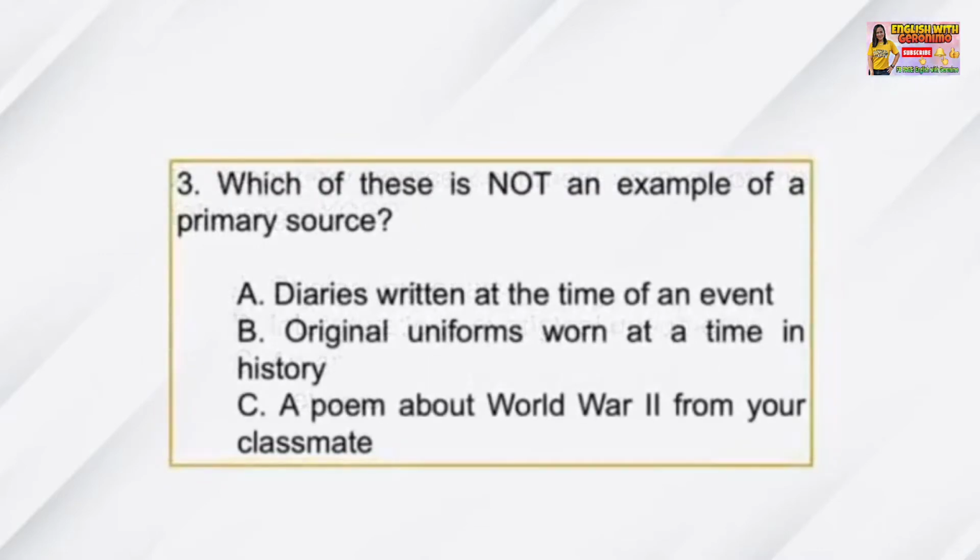Number 3. Which of these is not an example of a primary source? A. Diaries written at the time of an event, B. Original uniforms worn at a time in history, C. A poem about World War II from your classmate.